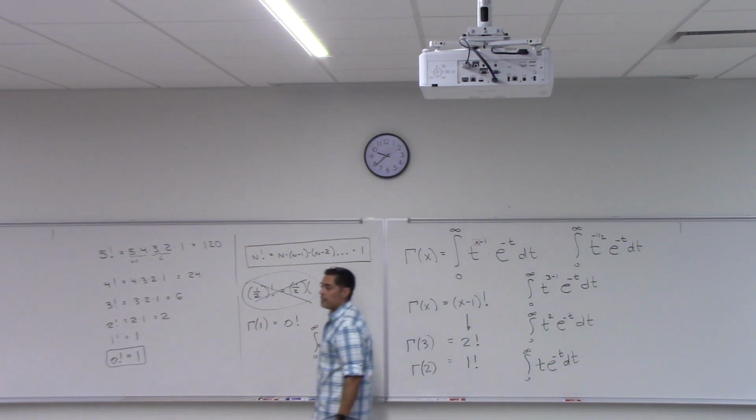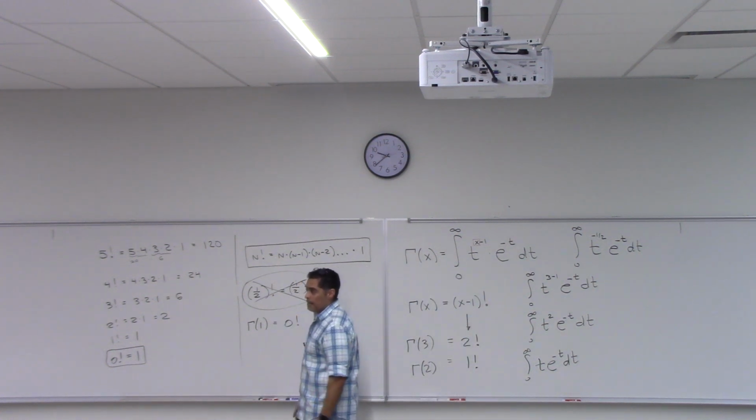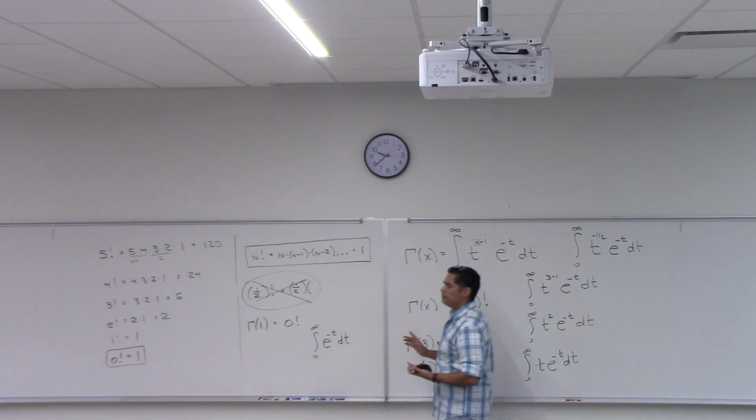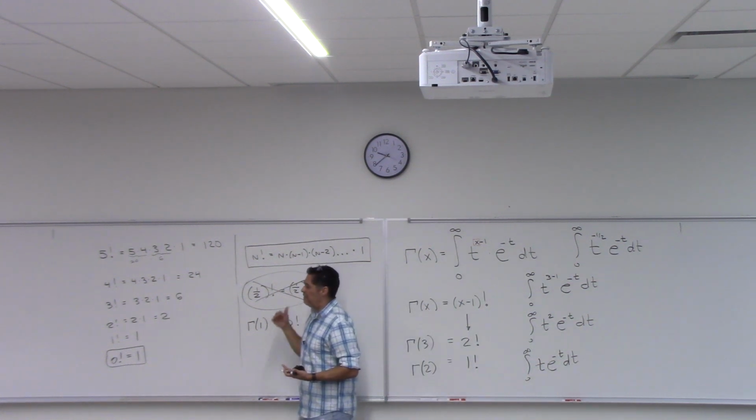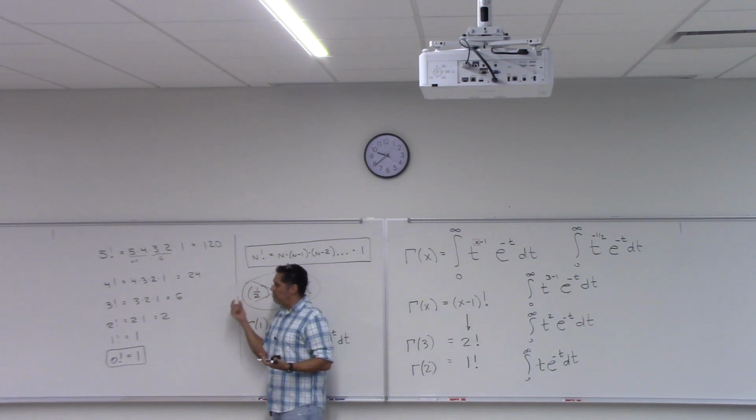Yes? For the fractions, how does it know where to stop? What do you mean stop? Because you stopped at 1. No, so when you want to plug a fraction in for a factorial, you can't. You have to think of it as gamma.